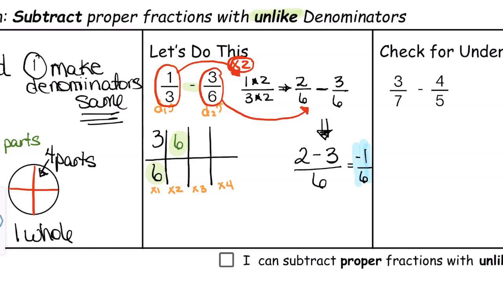Let's go with a circle. Oh, let's do a square or rectangle. I keep changing my mind. We have a rectangle with 3 pieces, and we have one of the 3 pieces for that first fraction. So this one says 1/3. And we want to subtract away 3/6 of an amount. So let's draw another one just to see what 3/6 would look like.